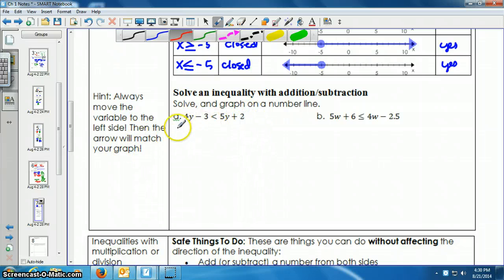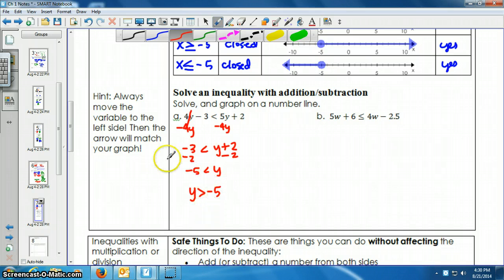So let's go ahead and solve for our y value. So subtracting the smaller variable, which should be the 4y here, bringing down what we have. 5 minus 4 is 1y, just y. Don't have to put the 1 in front. Subtract 2. If we always move the variable to the left side, that would mean moving the y here, keeping the mouth trying to eat the y. Just think of it kind of like a little monster. And then -5. Then the arrow will match our graph.